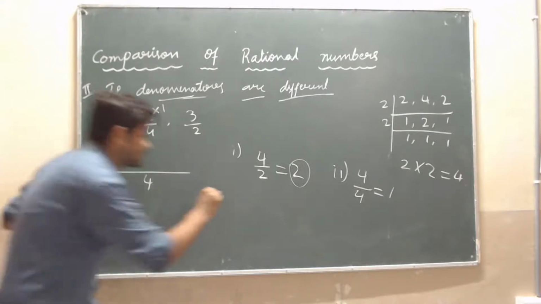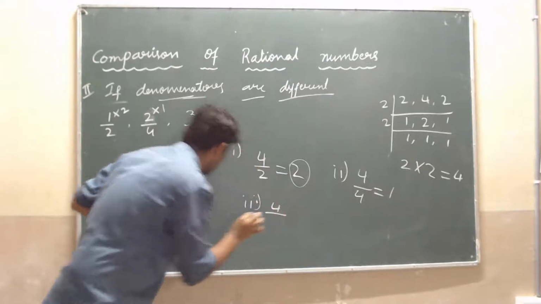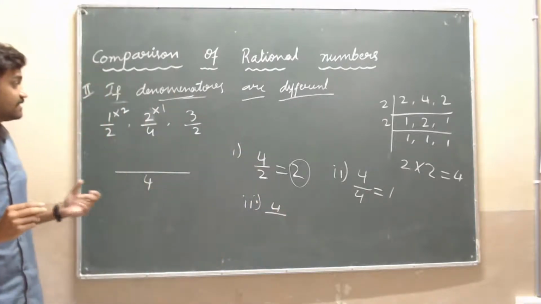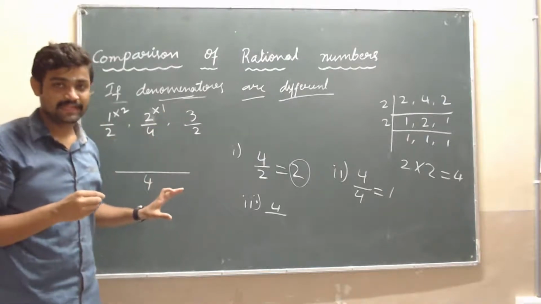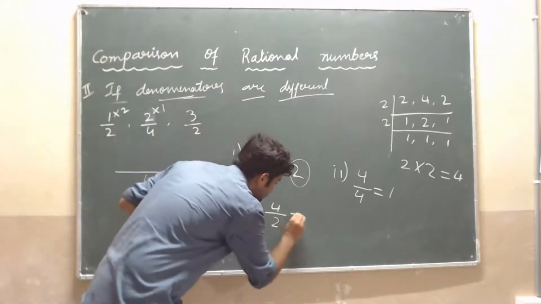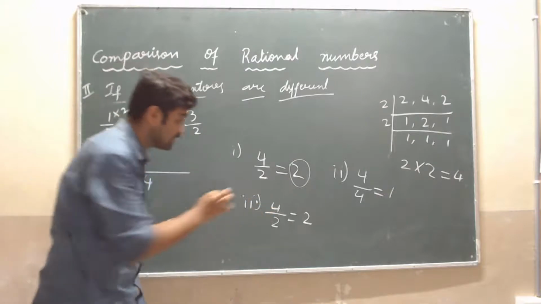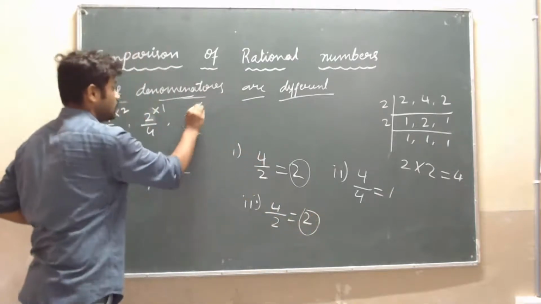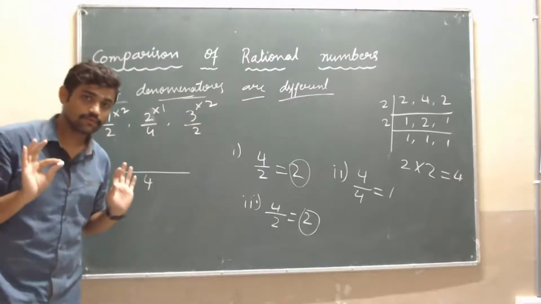Okay. Then the third number we have. 4 is the LCM. Then we have the third number, that is 3 by 2. What is the denominator of the third number? That is 2. 2 ones are 2, 2 2s are 4. Then we have to multiply 2 to the numerator of the third rational number.